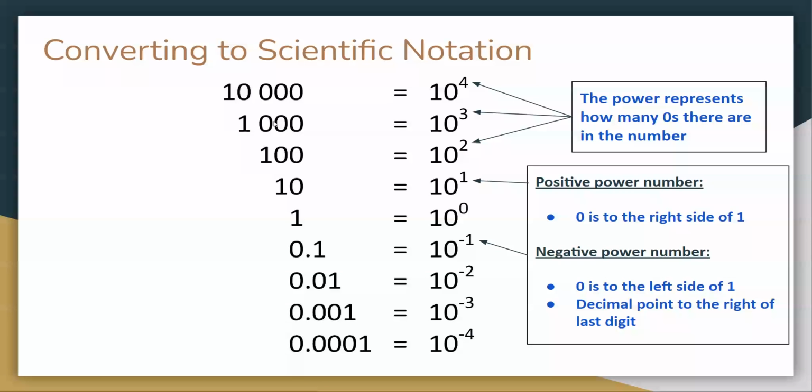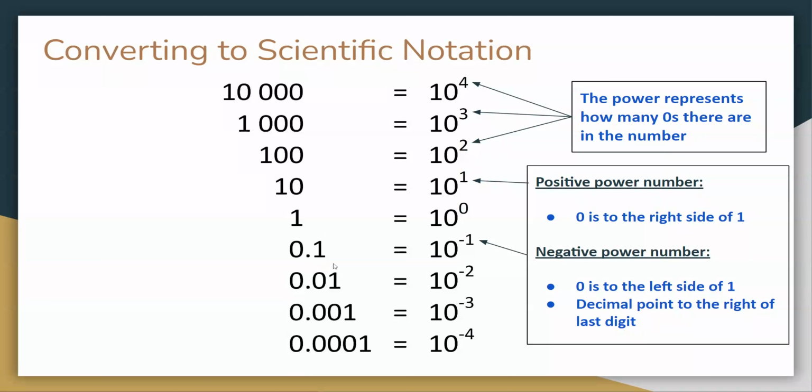Again, if I have 1,000, that's three zeros to the right of the one. So I'm going to write it as 10 to the power 3. If I have two zeros to the right of the one, then I'm going to write it as 10 to the power 2. If I have just 10, that's one zero to the right of the one, so that's 10 to the power 1. But what about if I just have 1 and no zeros? Then that would just be 10 to the power 0. 10 to the power 0 is 1, meaning there are no zeros to the right of 1.